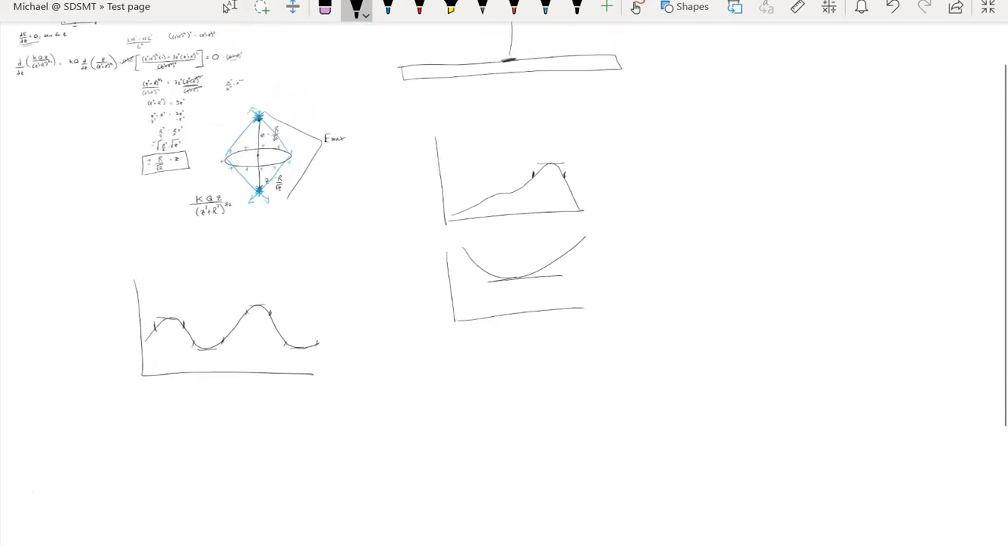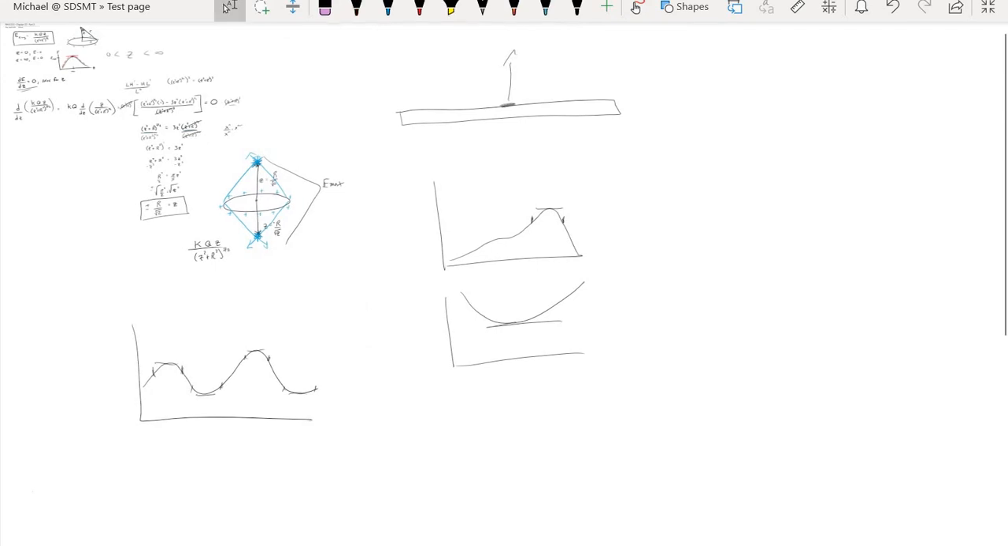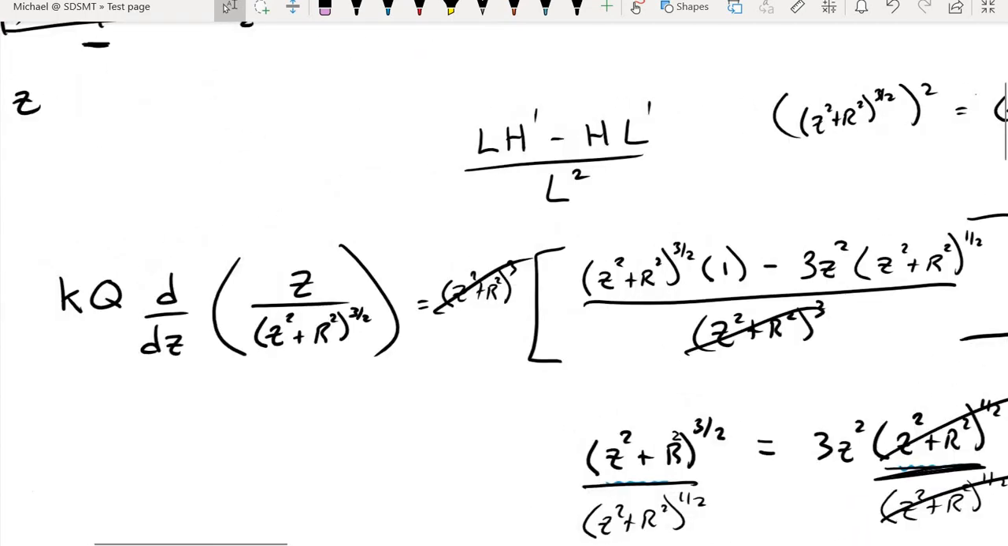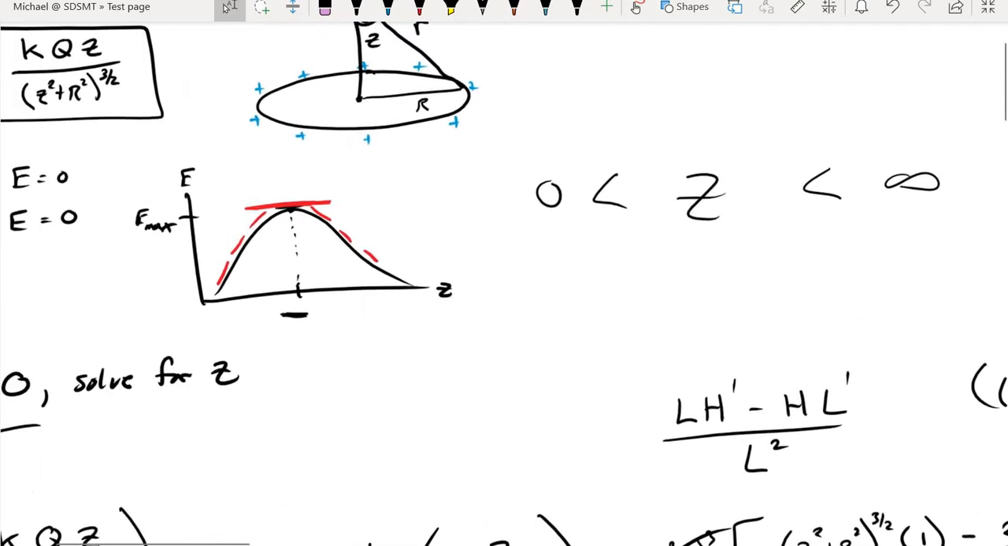But for the ring, we really don't have to worry about that because we only have the one case scenario of a maximum. We start at 0 and we eventually go back to 0.